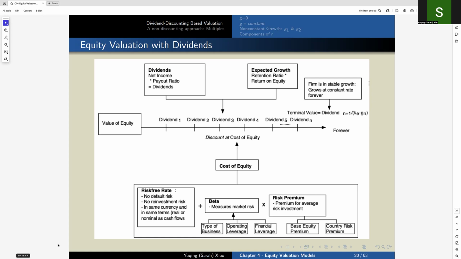At the bottom, you see how the cost of equity is determined. It comes from risk-free rate, adjusted for risk premiums. Those risk premiums capture business risk, financial leverage, and country-specific factors. So, this diagram ties together the two big drivers of equity value: expected dividends and required return.